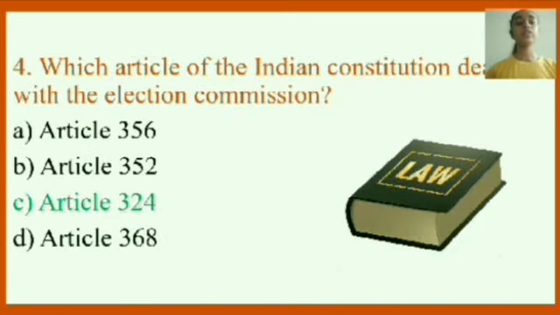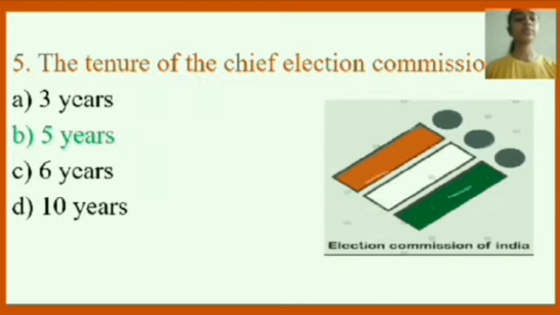Which article of the Indian Constitution deals with the election commission? And the options are: option A, Article 356. Option B, Article 352. Option C, Article 324. Option D, Article 368. And the correct option is option C, Article 324. Article 324 of the Indian Constitution deals with the election commission.